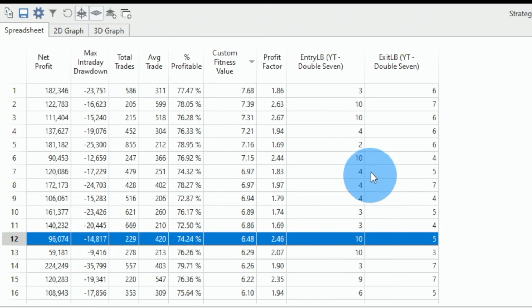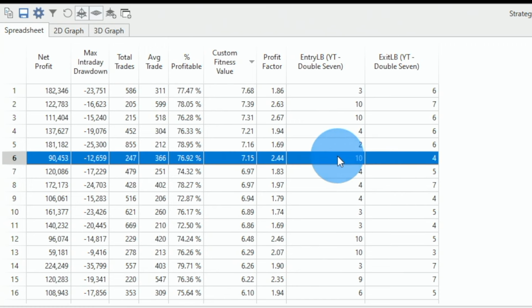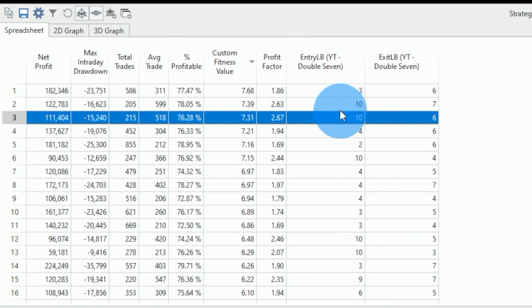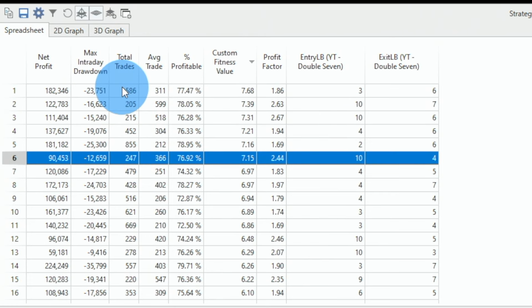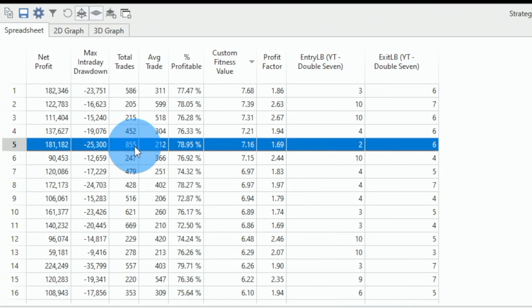risk-adjusted return. But here we have three strategies that are a surprise to me. This is 10 and 4, 10 and 6, and 10 and 7. I don't know what to say, but obviously we will have fewer trades, as you can see, because we're waiting for 10 lower closes. So you can see this is 200, 200, and also this 200, while all the others are 400 and 500, and this is 800.